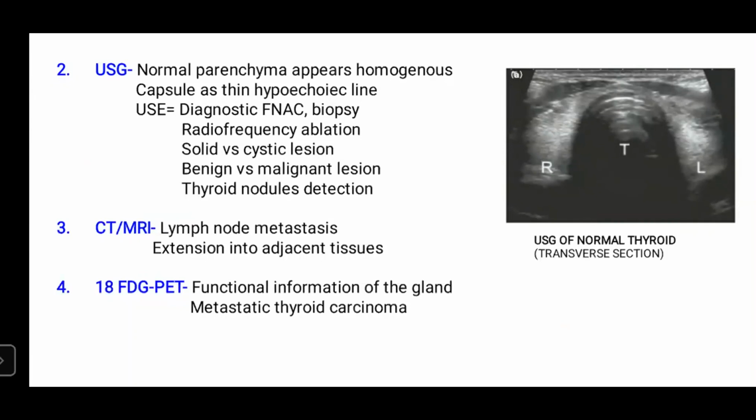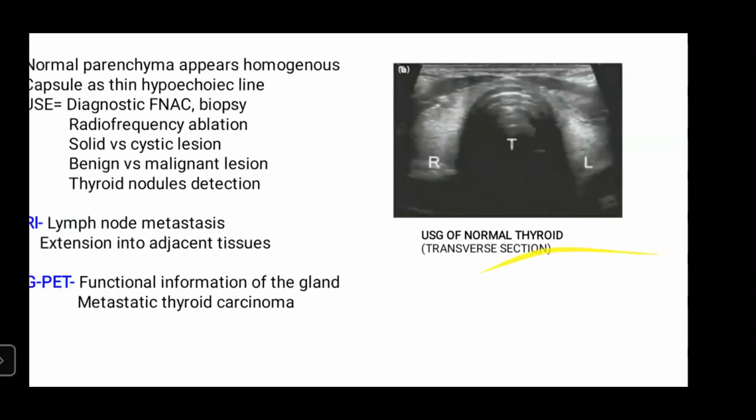Ultrasound can be used for diagnostic FNAC or biopsy and radiofrequency ablation. Solid or cystic lesions, and benign versus malignant lesions, can be identified by ultrasound. Thyroid nodules can be identified. With CT or MRI, lymph node metastasis can be detected, and extension of tumor or metastatic tissue into adjacent tissues can be identified. Functional information of the gland can be assessed via 18F FDG PET scan. Metastatic thyroid cancer can also be identified.